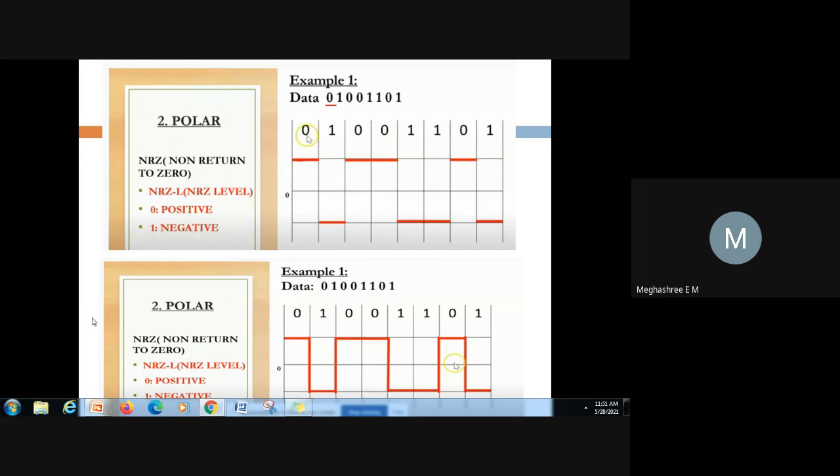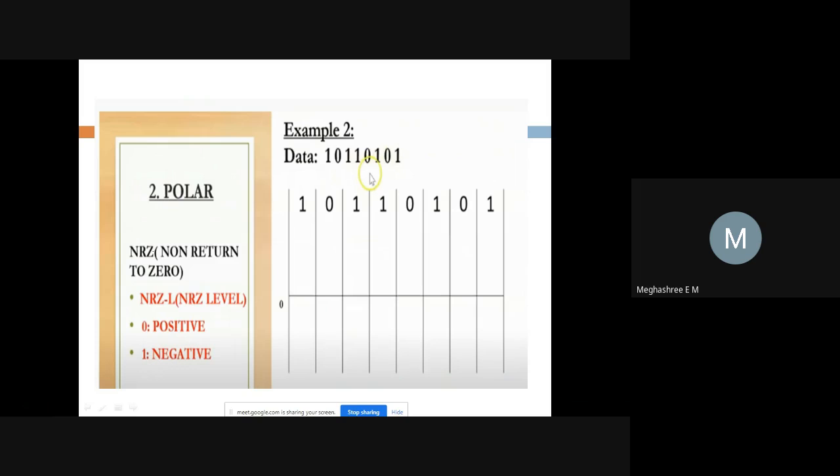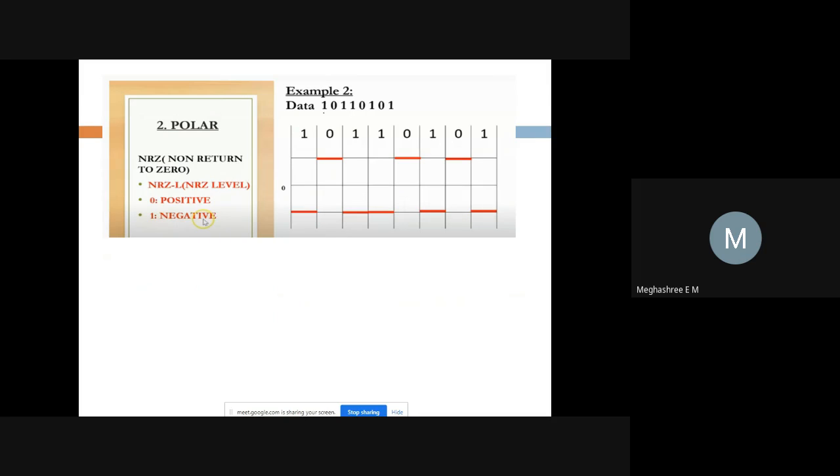Next, for the same method, the given bit sequence is 1011010101. For this you have to draw the digital signal. The same: 1, mark it on the negative side; 0, on the positive side. So this is the solution. For 1, see here I marked it on the negative side, for 0 on the positive side, and the same thing I followed for all the bits.